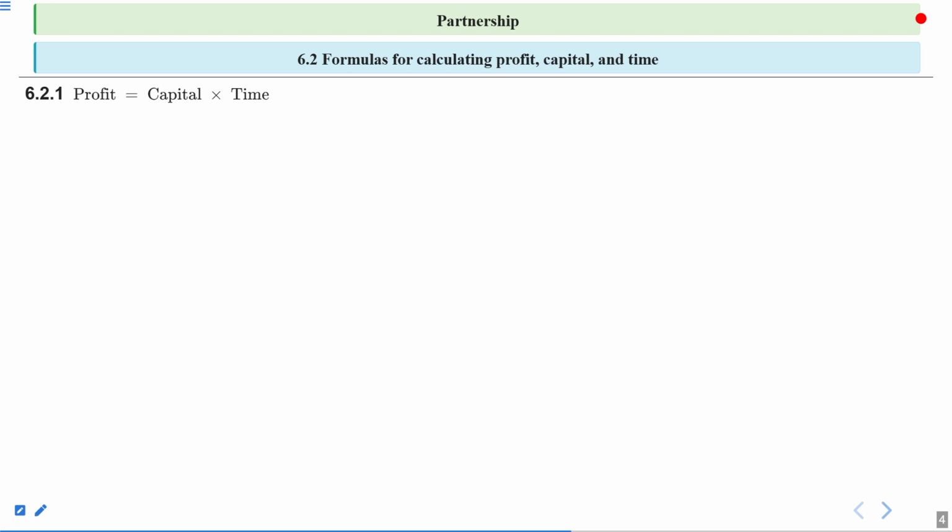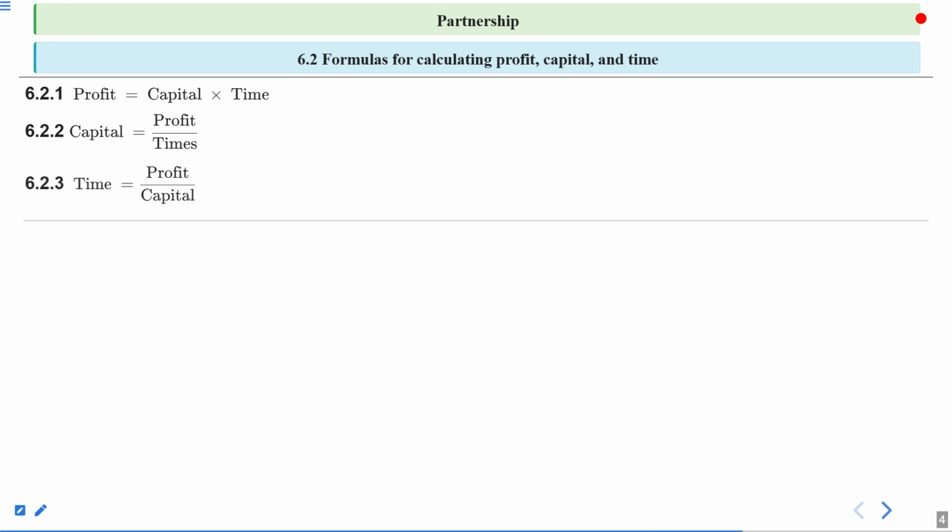So, formula for calculating profit, capital, and time. So, profit equals to capital into time. In the same ratio, profit will be shared in capital into time. So, capital becomes profit upon time. Same way, time, if we calculate, is profit upon capital. So we get the time.